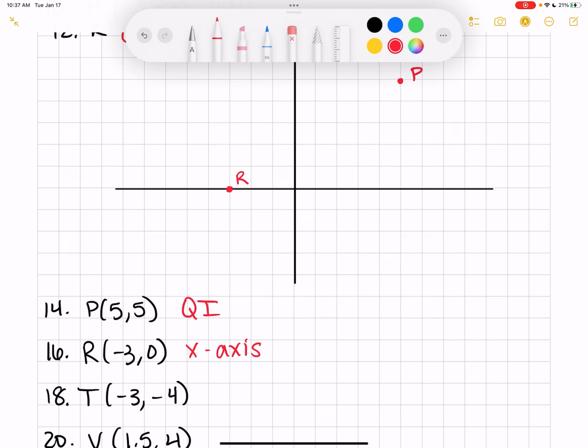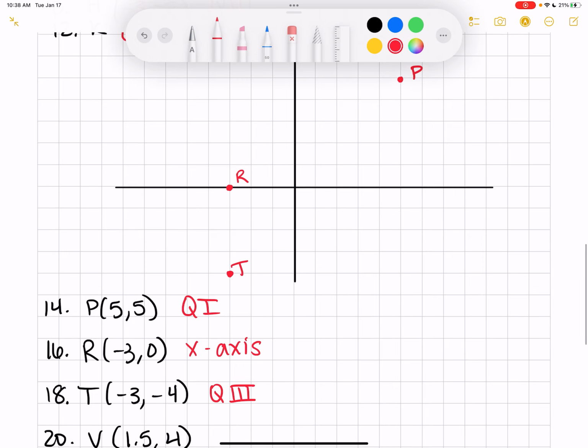How about the point -3, -4? What quadrant is that, or where is that? Quadrant 3. And then describe to me where to put it. 3 left, 4 down. Yep. So 1, 2, 3, and then 1, 2, 3, 4. And that's point T.